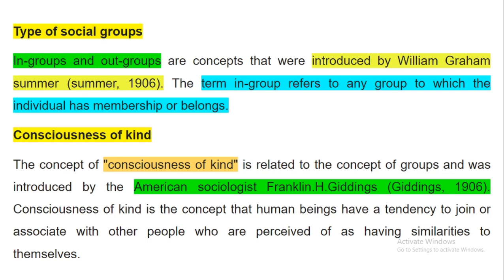For example, if you are an MSW student, then you want to join with other MSW students or your seniors. If you are research scholars, then you want to join with other research scholars. If you are faculty, then you want to join with other faculty members also. You want to engage with them, you want to associate with them. So this is our tendency. So this is known as consciousness of kind.